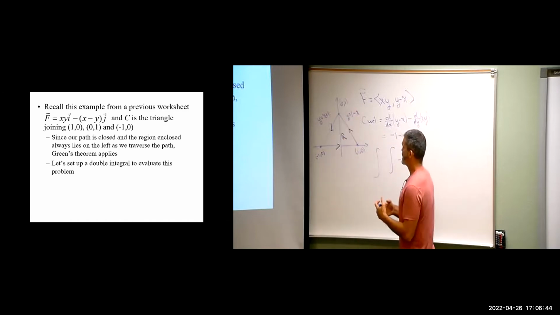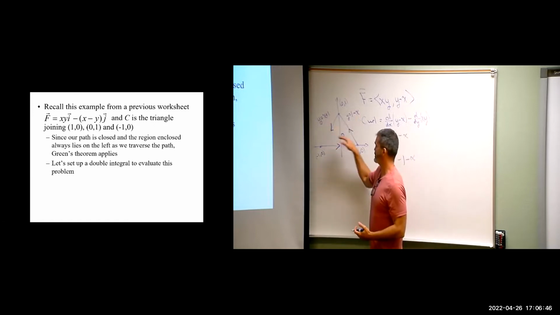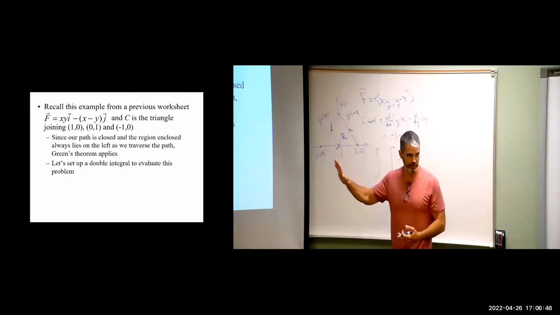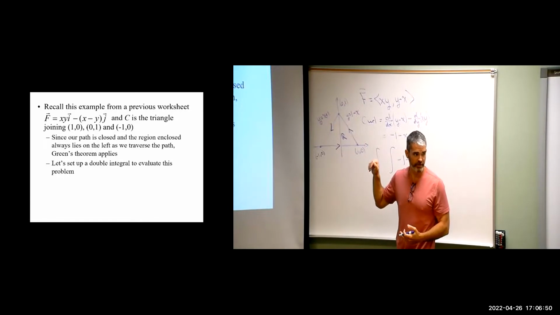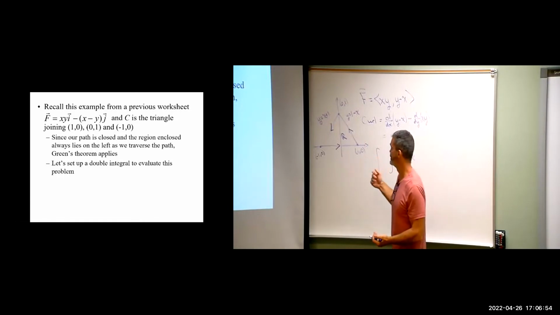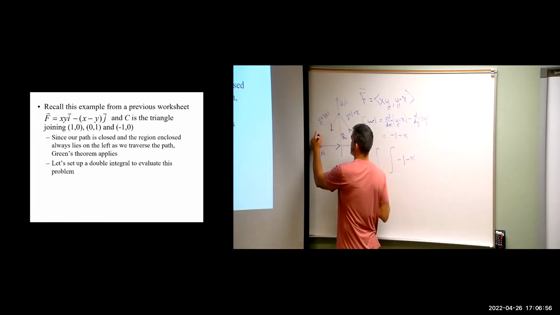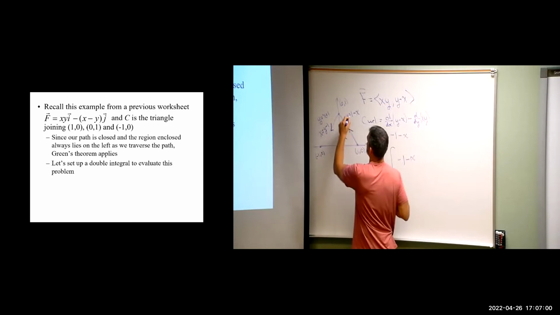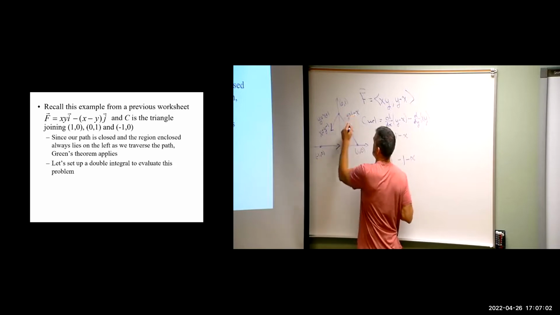All right, because we want to do left to right first, we want to integrate with respect to x first, we need these solved for x. Both of them are invertible. So over here, x equals y minus 1. And right here, x equals 1 minus y.